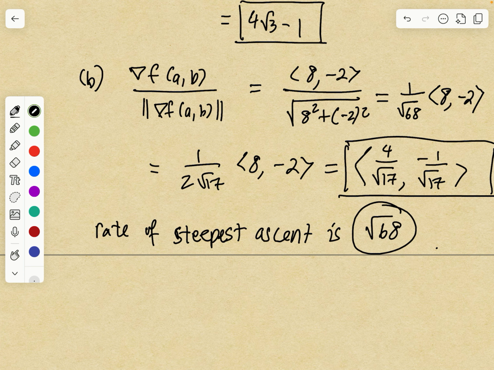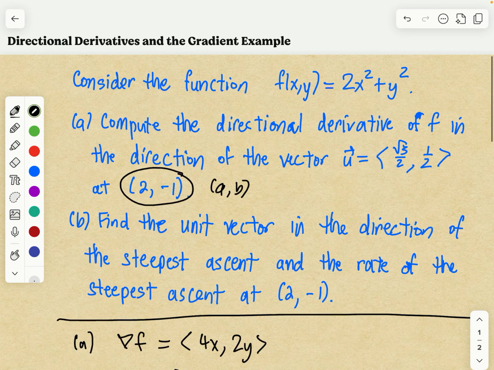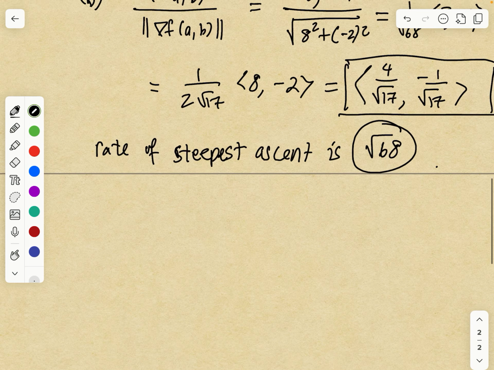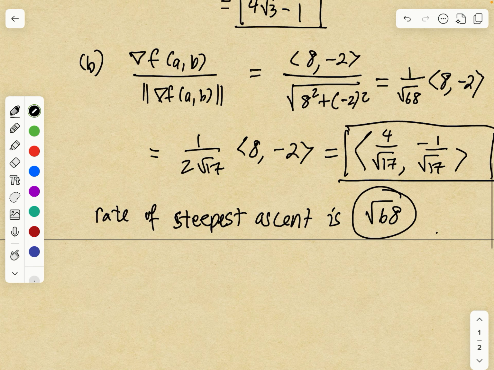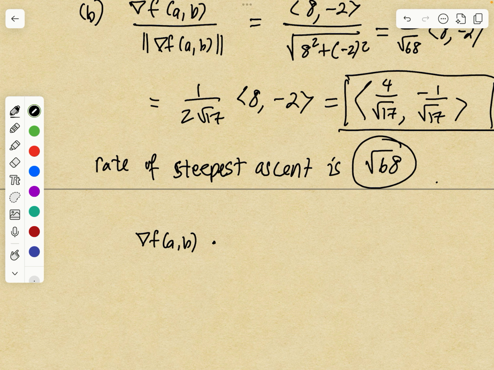And remember, the rate of change of the function in the direction u is just the gradient of f dot u. So let's just recall why the rate of steepest ascent is the magnitude of the gradient. It's because when you take the gradient, evaluate at a, b, and then take the dot product with the direction of steepest ascent, so that's just the gradient divided by the magnitude of the gradient.